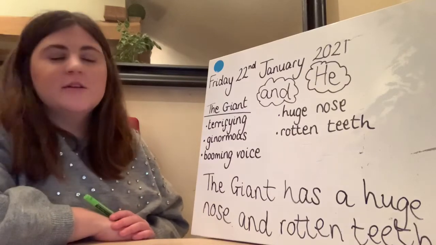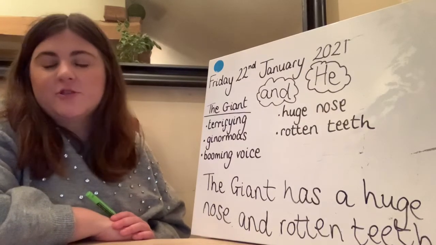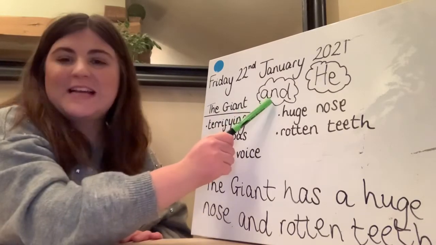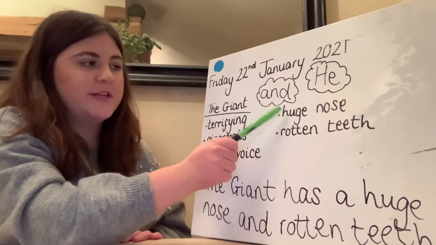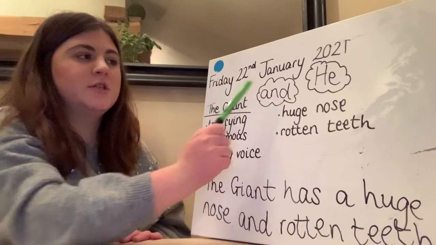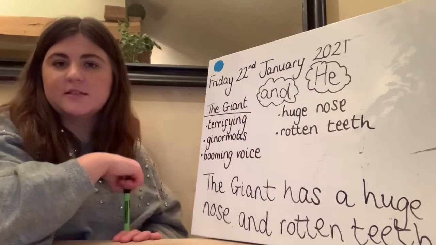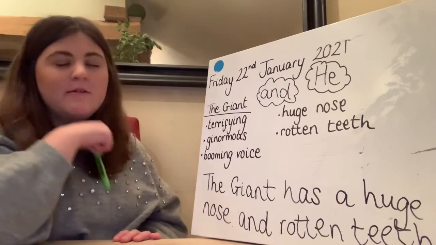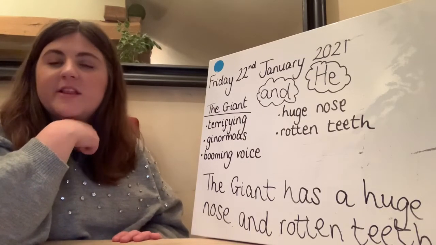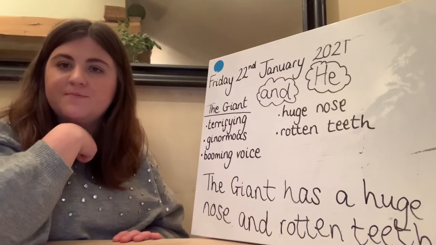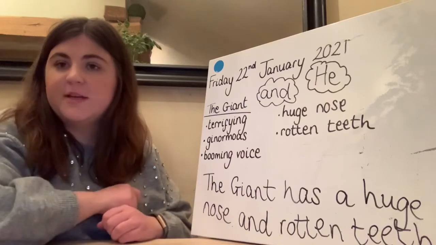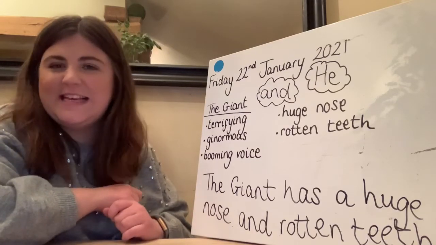Okay? So when you write your character descriptions for Jack, I would like you to have a go at using this word and this conjunction to join two of your adjectives together. And I would also like you to use the word he as a sentence starter. Now your sentences are not going to start with the giant. They are going to start with Jack. And you can still use the word he as your other sentence starter because he is a boy and we use the word he.